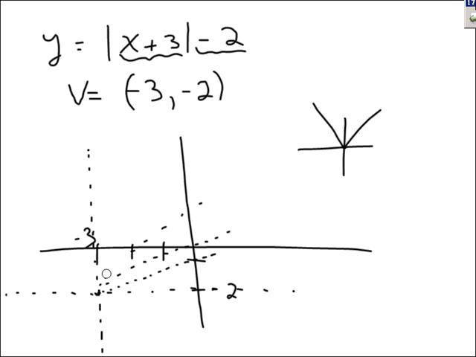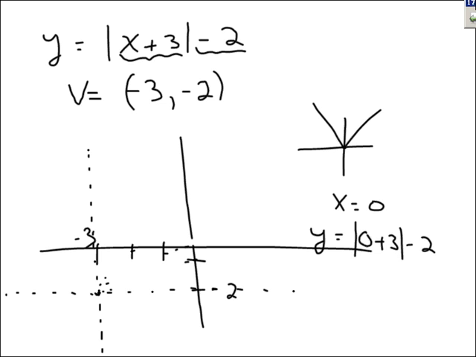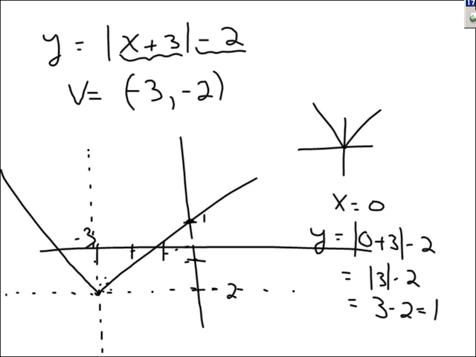Well, any time you cross the y-axis, x is 0. If x is 0, y is equal to the absolute value of x plus 3, minus 2. The absolute value is 3 minus 2. Absolute value of 3 is 3, minus 2 is 1. Okay, so now I know I cross at 1. Boom, boom. There it is. And you should label your axes, x and y.